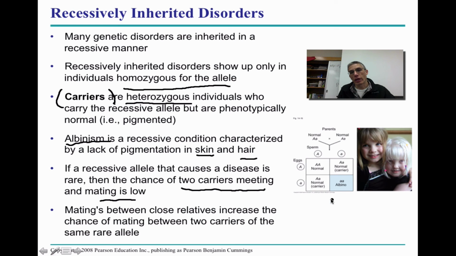Over here again on the right you can see albinism, and since it's a recessive disorder, the only way we're actually going to get somebody who has this condition is if two recessive alleles come together.